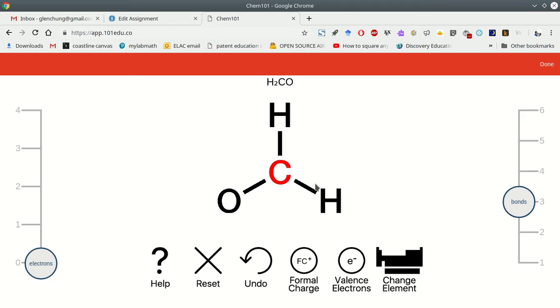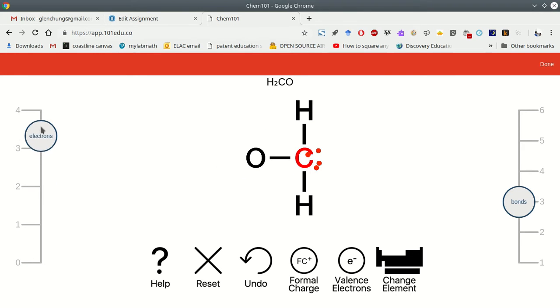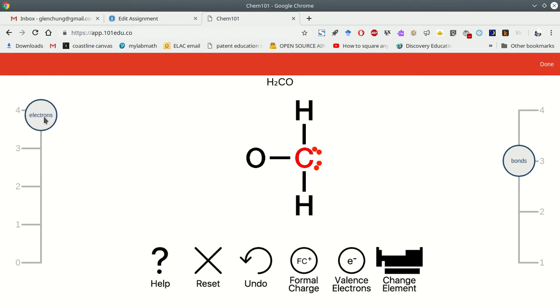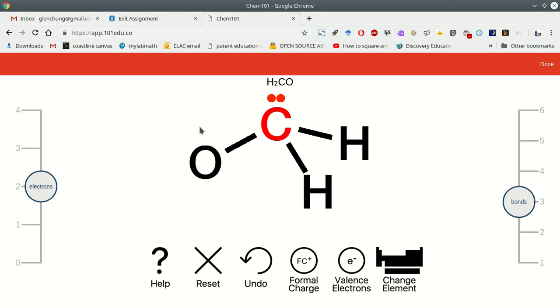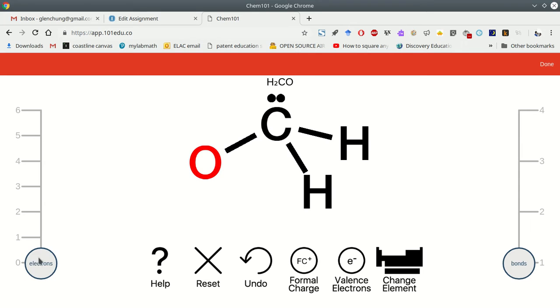That means I'm going to have to give everybody an octet. So everyone has to have 8 valence electrons. So this carbon has to have 8 valence electrons. Oh, that's too many. Okay. Now that's too few. I mean, that's still too many. Okay, there we go. Now the carbon has 8 valence electrons. See? 2, 4, 6, 8. And this oxygen needs to have 8 valence electrons. Okay, see? 2, 4, 6, 8.